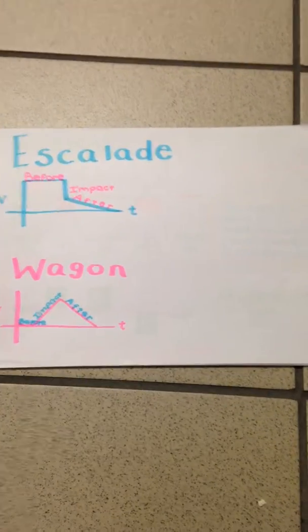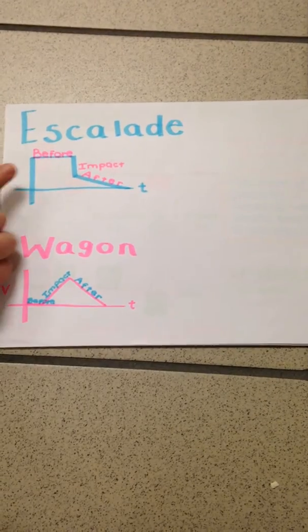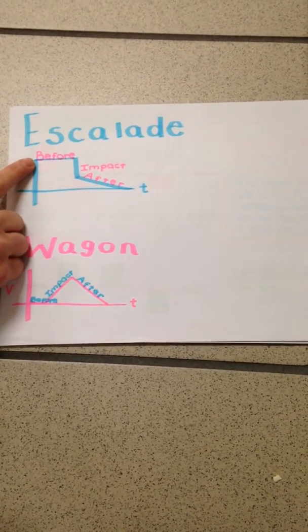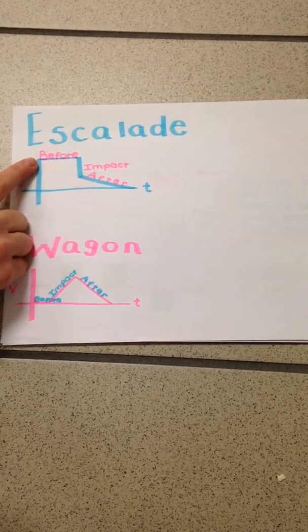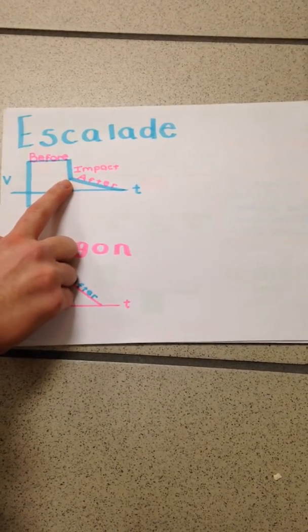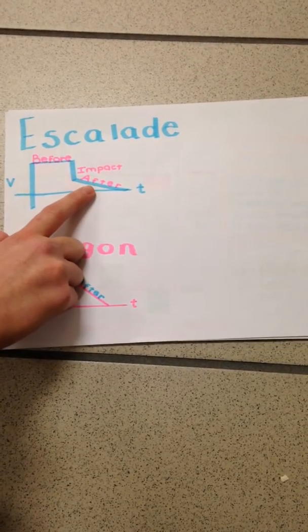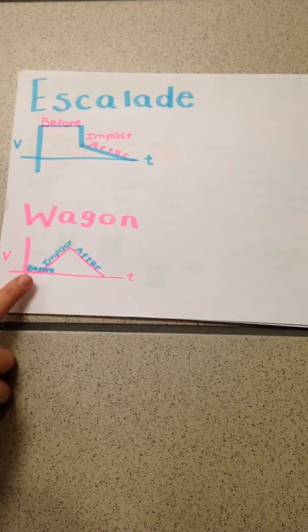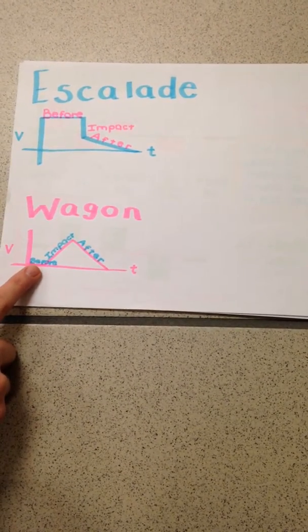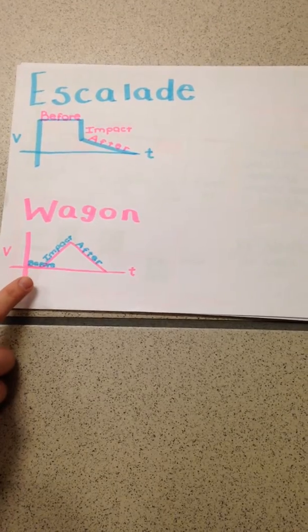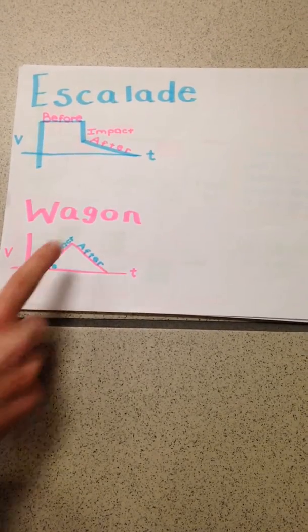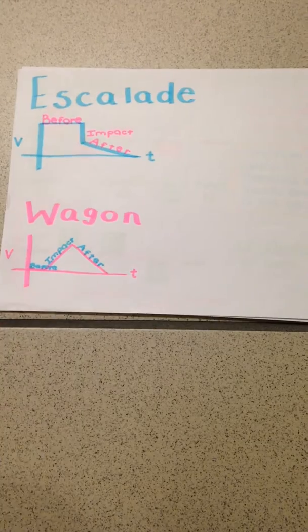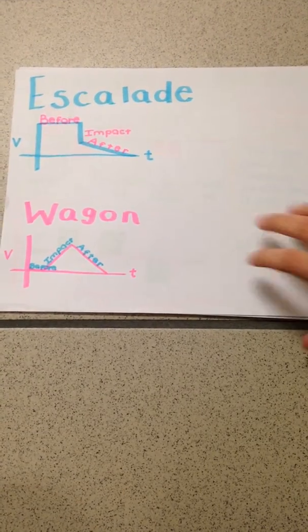These are the velocity time graphs for both cars. For the Escalade, this is before because it was traveling at a constant velocity, and from the impact point on, the car is decelerating to a stop. For the wagon, it starts at a velocity of 0 meters per second, and at the impact it accelerates and then decelerates to stop.